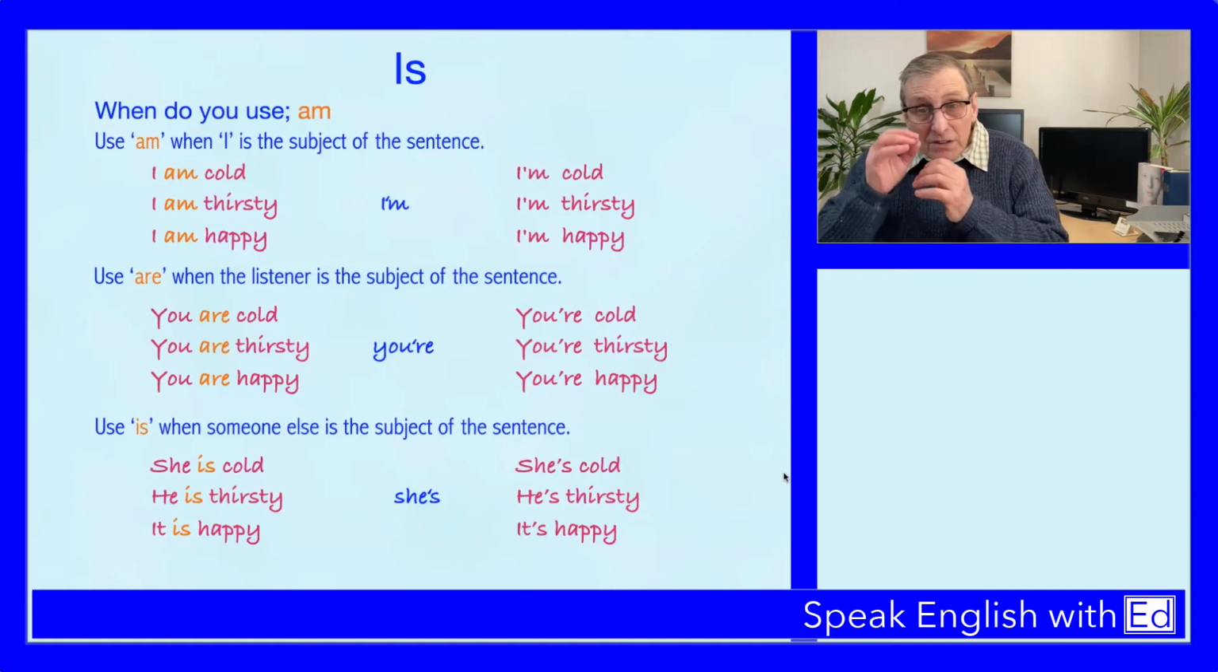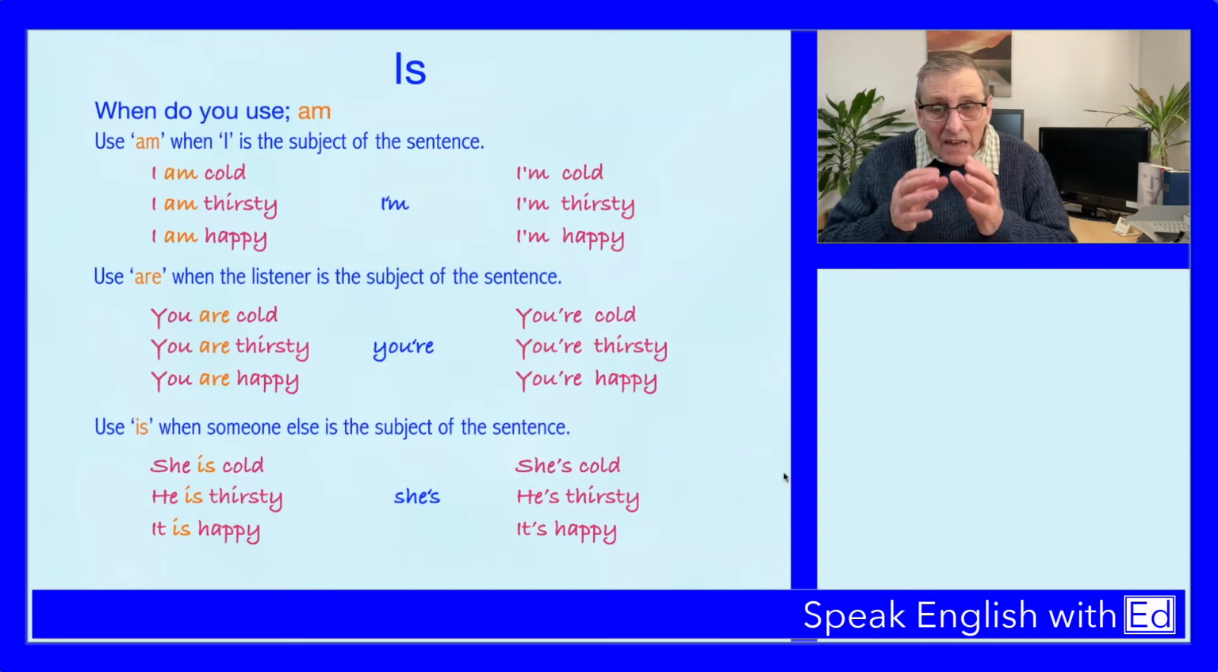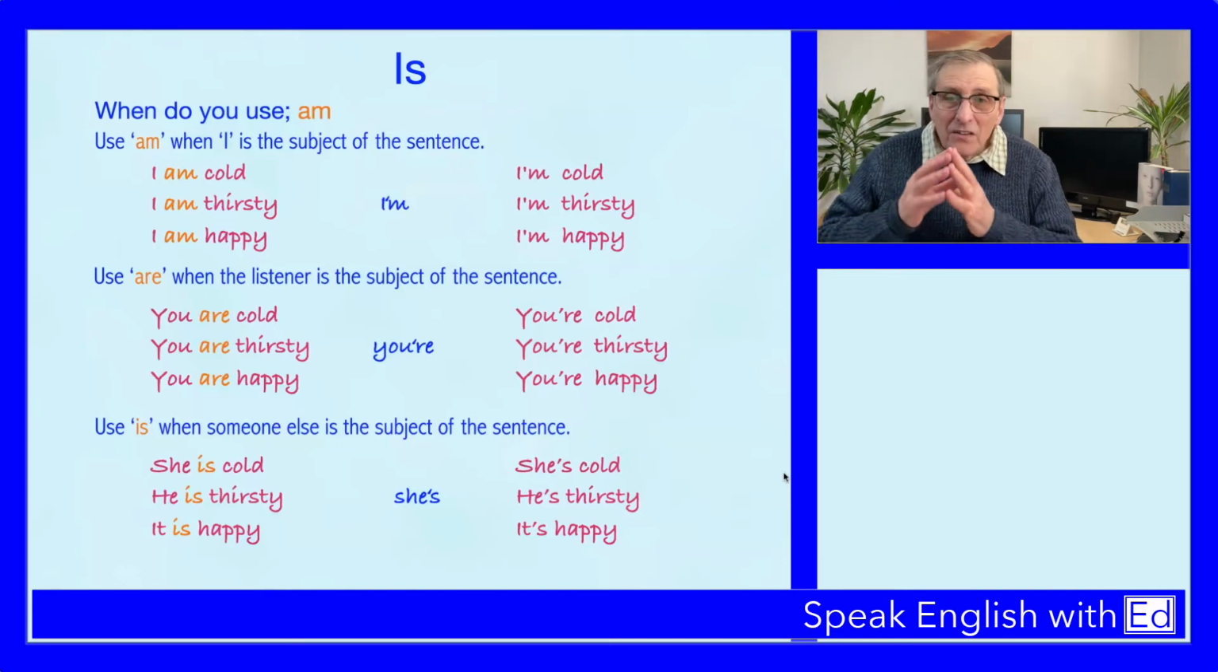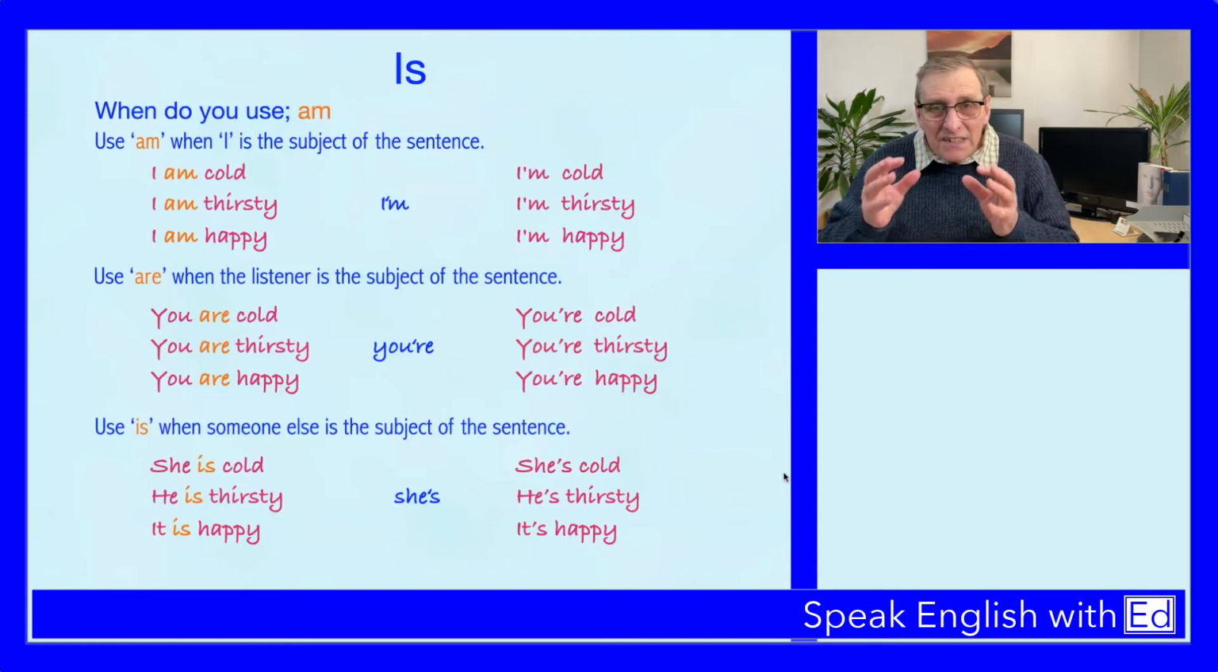He's thirsty. With the Z, it's got this Z sound. He's, she's. And then you have it's happy. It's happy. It is happy. But it's happy doesn't have the Z ending. It's an S. It's, not it's Z. It's. So, she's, he's, it's.